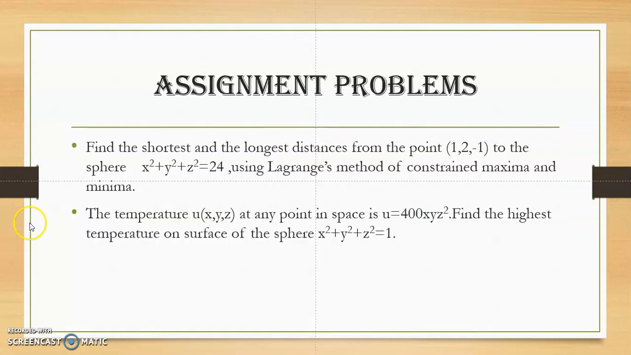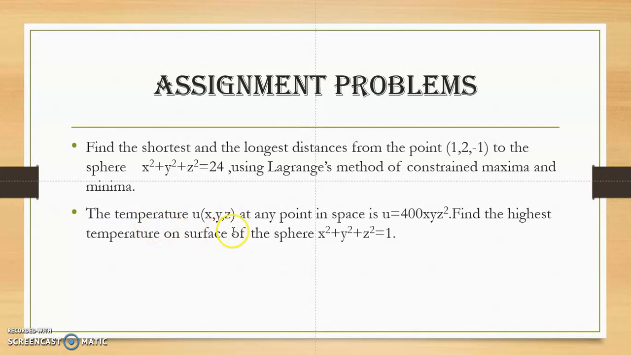Hope you all understand this Lagrangian multiplier. So, these are the problems you have to try. Try this one. Here, what is given? Find the shortest and longest distance from the point 1, 2, minus 1 to the sphere using the Lagrangian method of constraint, maximum and minimum. That is, first you have to write the shortest and longest distance from this point to the sphere. We know the distance between two points formula. Using that formula, you can find it subject to the condition and the surface area.